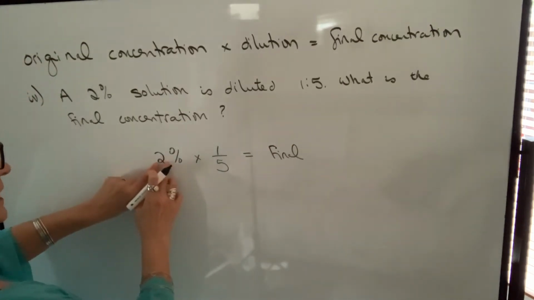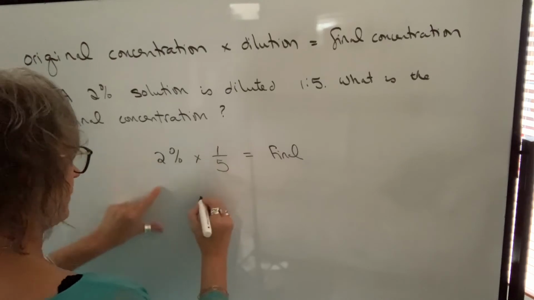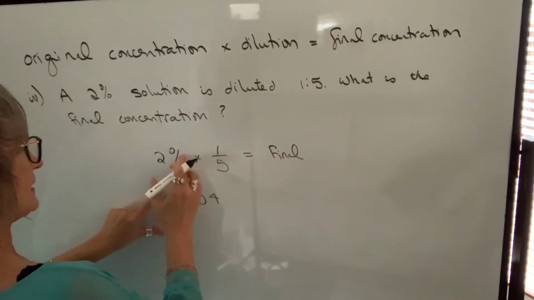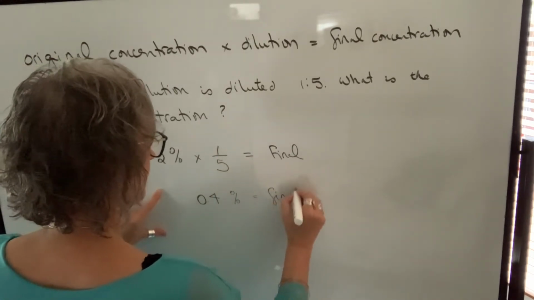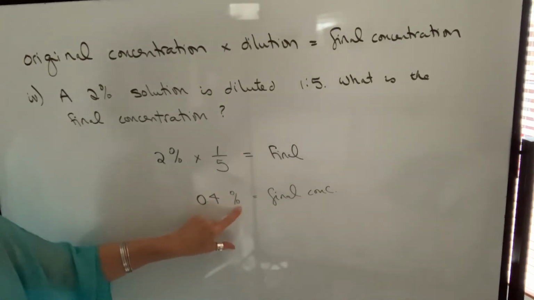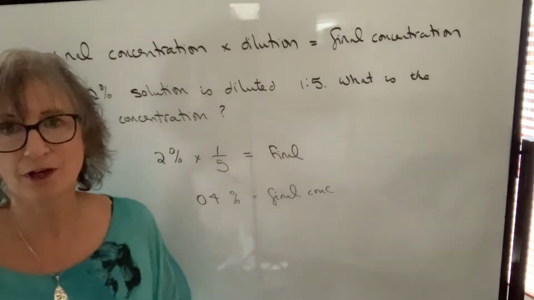So I'm going to take 2 and multiply by 1/5, so 2 over 5, which can be calculated to be 0.4. It's still percent. So my final concentration will be 0.4% if the original was 2% and it was diluted 1 to 5.